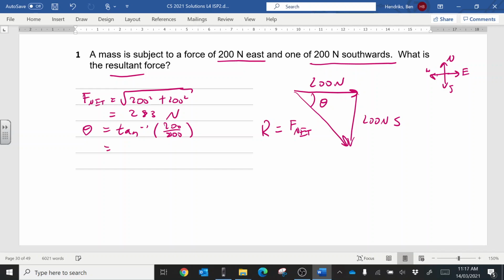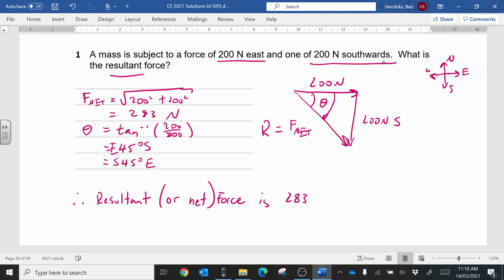We should find that's 45 degrees. And it's acting from east to south, isn't it? We've gone east first, then south. It just so happens that it's the same as south 45 degrees east, if we were looking at it the other way. So therefore, we could say the resultant or net force is 283 newtons, south 45 degrees east.